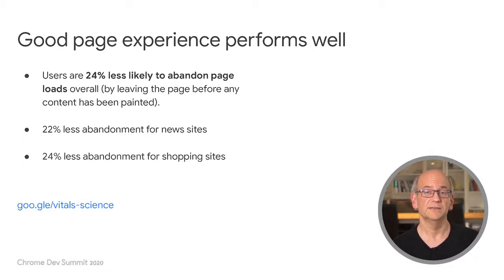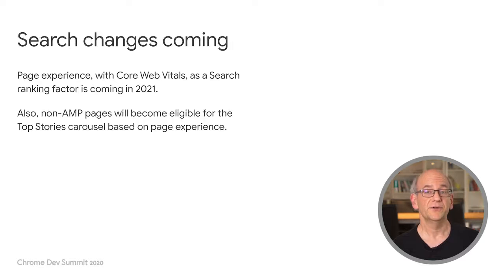There are few changes that can show this level of improvement for online businesses, and results like these are part of the reason we prioritize the Web Vitals metrics. The search ranking change is currently planned for the first half of 2021. With this change, we're also making all pages eligible to be featured in the top stories carousel of the search results, using page experience as a guide. If you're curious about the details, be sure to check out our blog post.